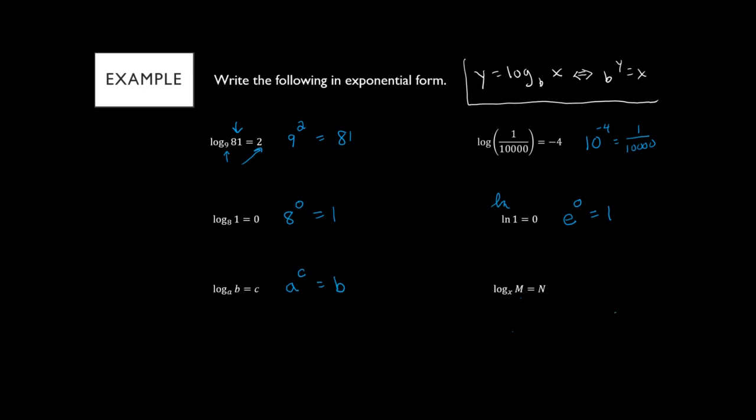And then we've got another one with variables, so it's going to be x to the n equals m.